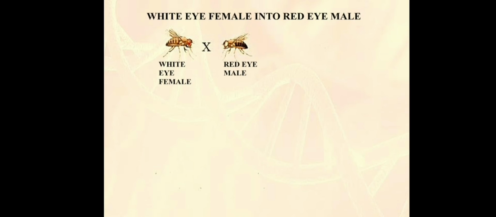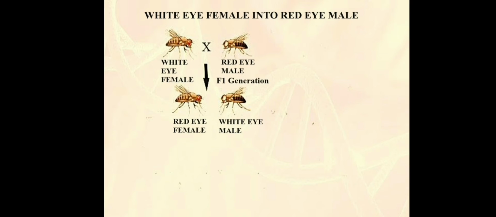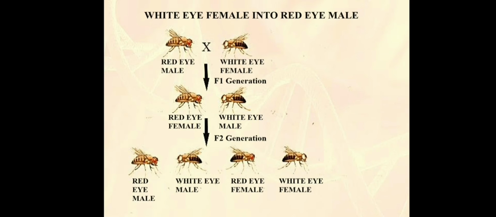White-eyed female into red-eyed male. When a white-eyed female Drosophila is crossed with a red-eyed male, all the female individuals in the F1 generation are red-eyed and all the males are white-eyed. When these red-eyed female individuals and white-eyed male individuals of F1 are intercrossed, the F2 generation possessed 50% red-eyed and 50% white-eyed females. Similarly, the male population of F2 included 50% red-eyed and 50% white-eyed flies.